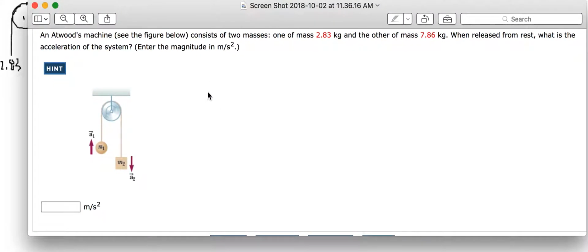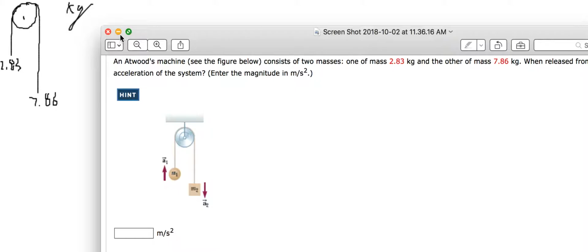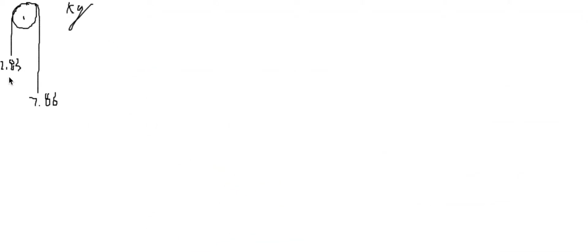An Atwood's machine consists of two masses. M1 is 2.83 kilograms and M2 is 7.86 kilograms. When released from rest, what is the acceleration of the system? I kind of drew that out here so you guys could see. So this is M1 and this is M2.